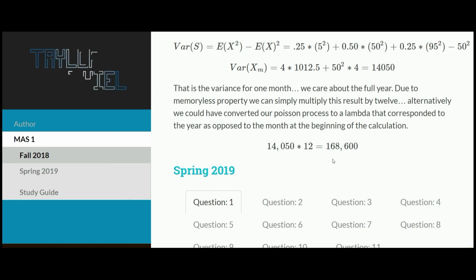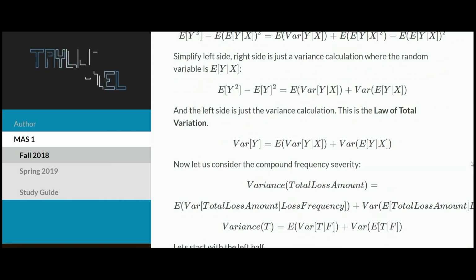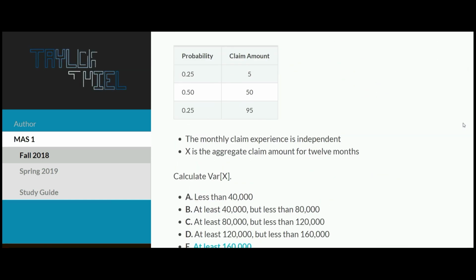168,600. Again, we could have just saved that effort by converting our Poisson to be annualized instead of monthly at the beginning to save ourselves that step. So, scrolling up, we see that the solution is E.